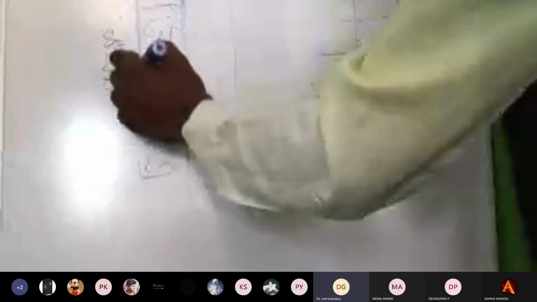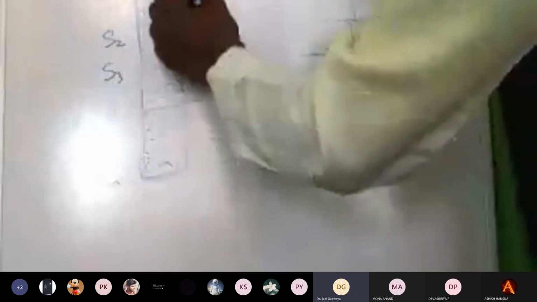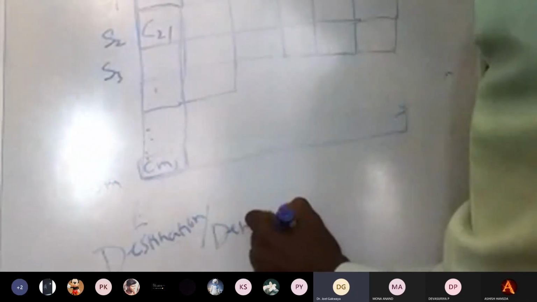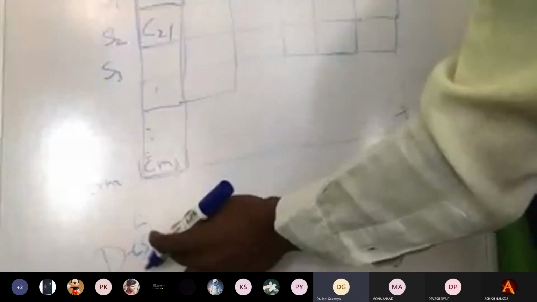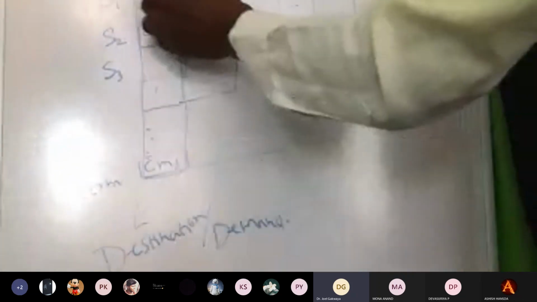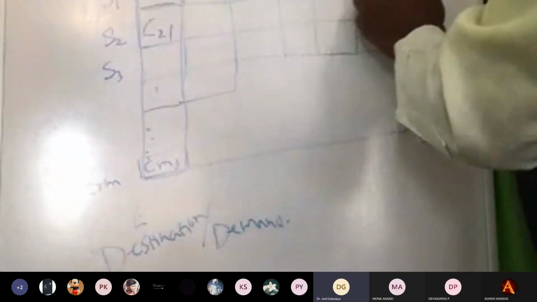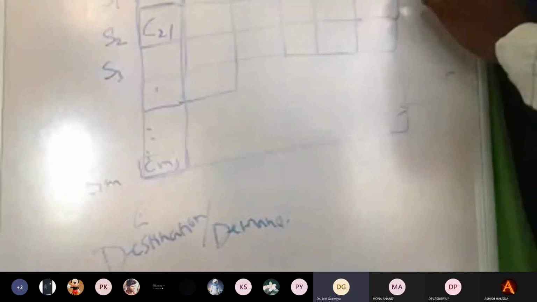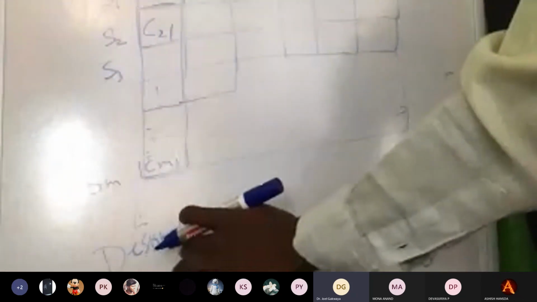The column you see here, column wise, you can write in your own words, this is known as destination, or demand. What does it demand from here to there? And the row wise, this is known as what? Supply. This is known as supply. What are you going to supply, and how much? For the source wise it is supply, and for destination wise it is demand.